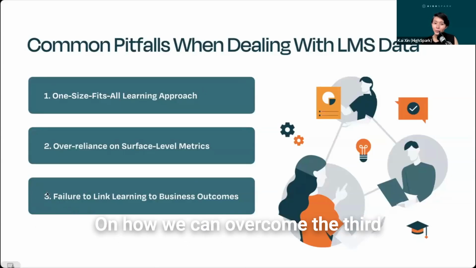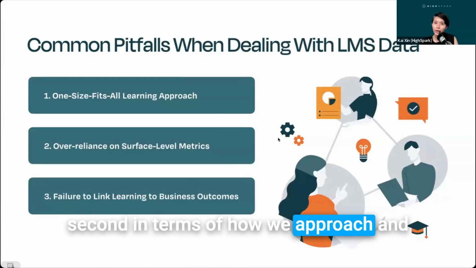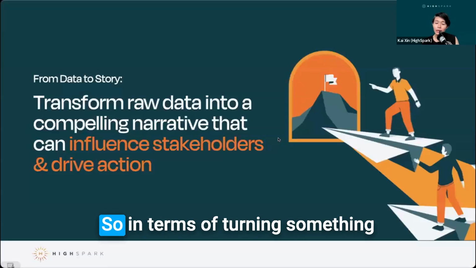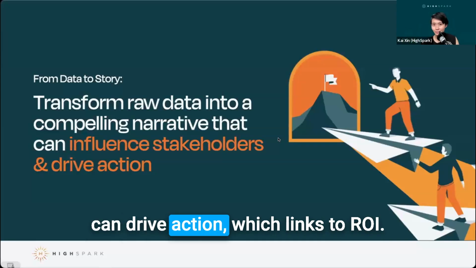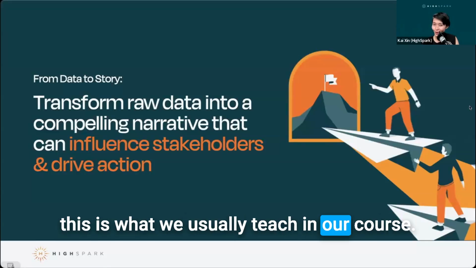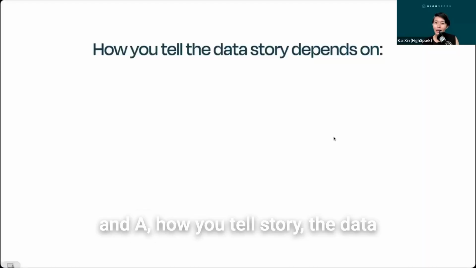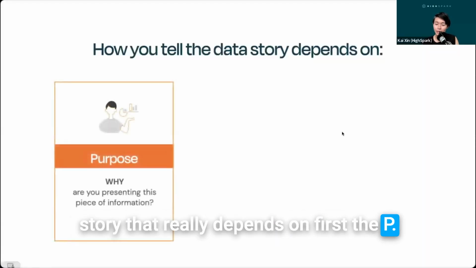The third one is actually linked to the first and second in terms of how we approach and make sense of the spreadsheet. In terms of turning something so raw into something that can drive action, which links to ROI, we have to think of a couple of things. This is what we usually teach in our course. You can remember the acronym P, R, and A. How you tell the data story depends first on the P.